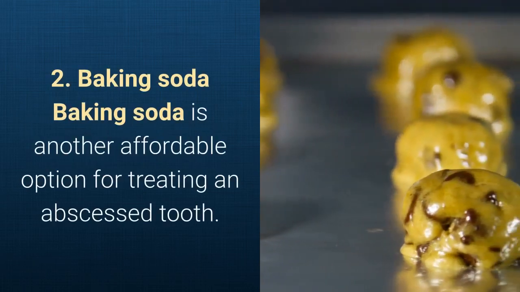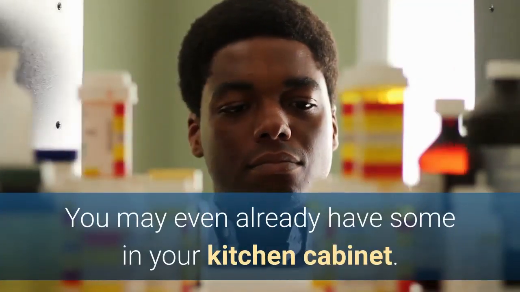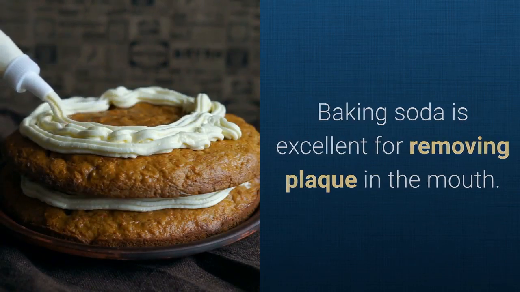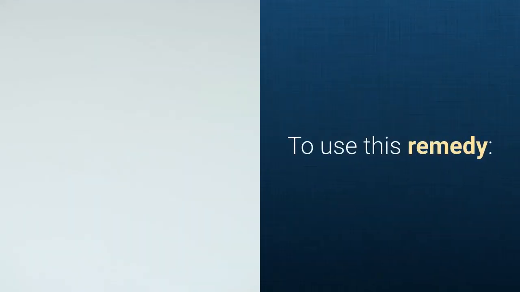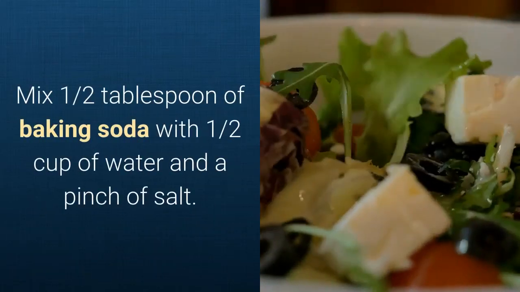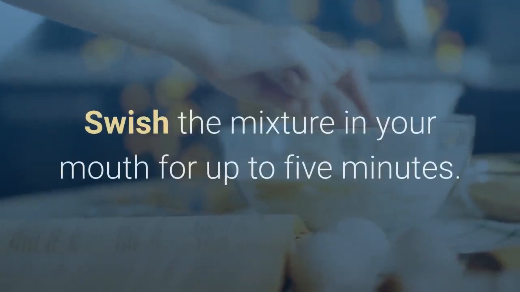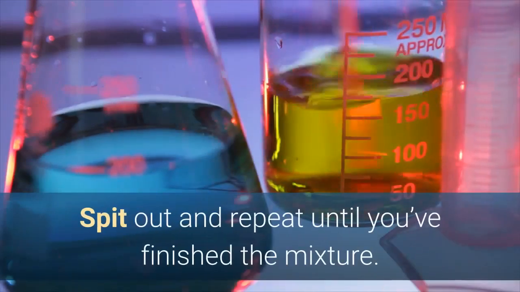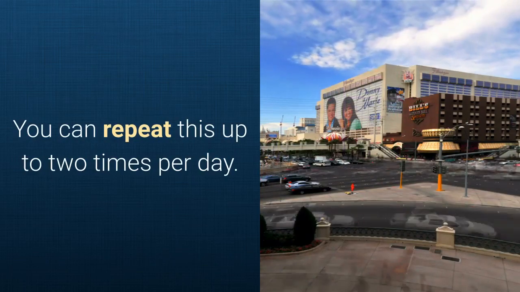2. Baking soda. Baking soda is another affordable option for treating an abscessed tooth. You may even already have some in your kitchen cabinet. Baking soda is excellent for removing plaque in the mouth. It also has antibacterial properties. To use this remedy, mix 1/2 tablespoon of baking soda with 1/2 cup of water and a pinch of salt. Swish the mixture in your mouth for up to 5 minutes. Spit out and repeat until you've finished the mixture. You can repeat this up to 2 times per day.